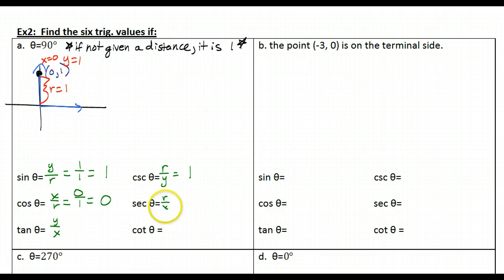Now watch what happens when I do secant. I end up with a 0 on bottom, so that is one of my undefined answers. For tangent, it's y over x, which is again 1 over 0, so that one's undefined. But when I flip that for cotangent, it's 0 over 1, which is 0.